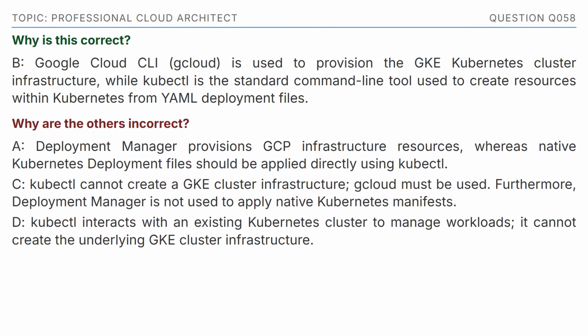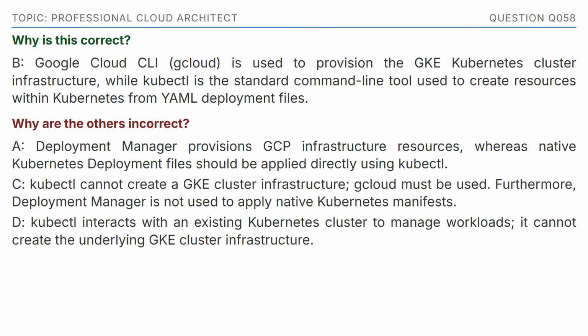Google Cloud CLI is used to provision the GKE Kubernetes cluster infrastructure, while kubectl is the standard command line tool used to create resources within Kubernetes from YAML deployment files. Why are the others incorrect?